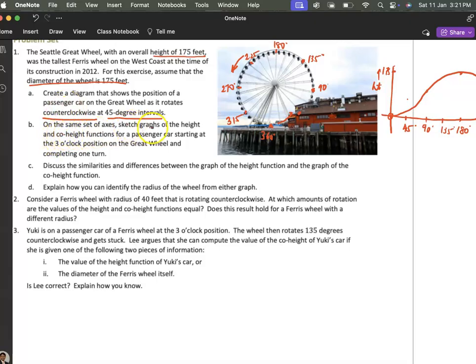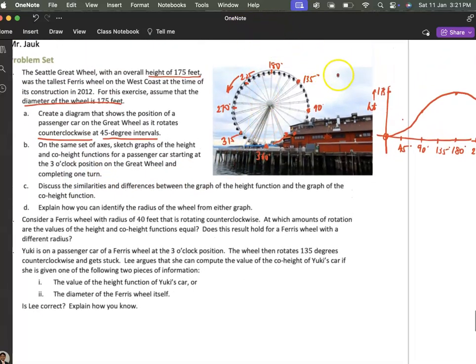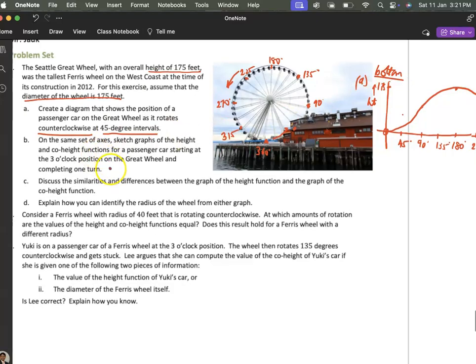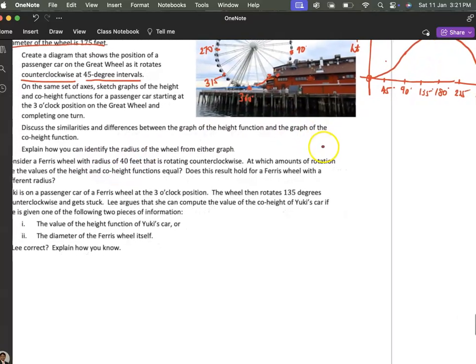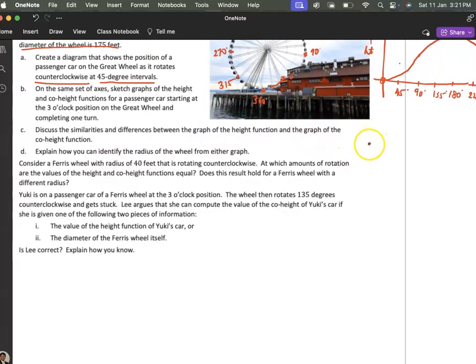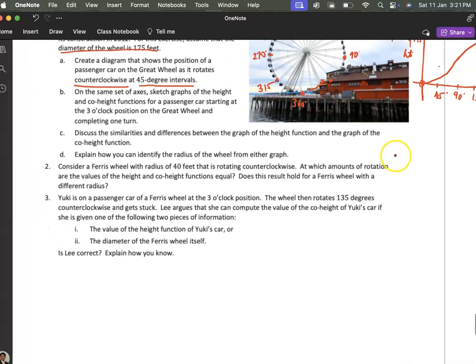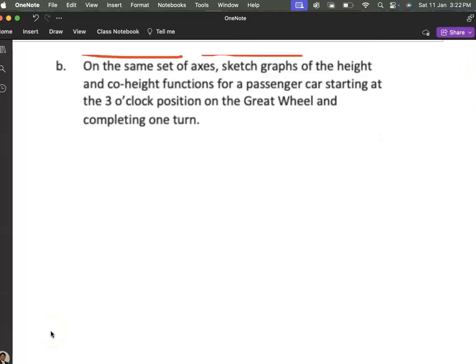On the same set of axes, sketch a graph of the height and the co-height of the passenger starting at 3 o'clock position. Now this was part B. In part A we started from the bottom, because the instruction was given for that. So for part B, now they're starting at the 3 o'clock position. What you will do is, first we'll draw a circle.